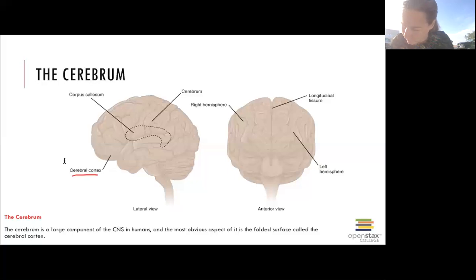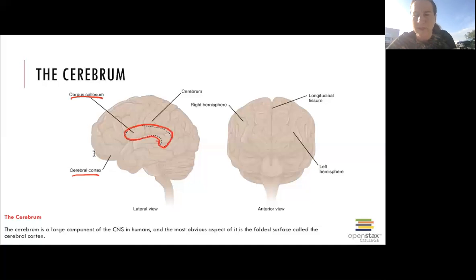The cerebral cortex is going to be on the outside. There is going to be some white matter, some neurons that go in between the right and left hemispheres. That is the corpus callosum right there.